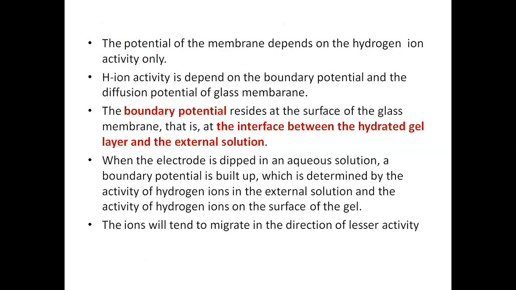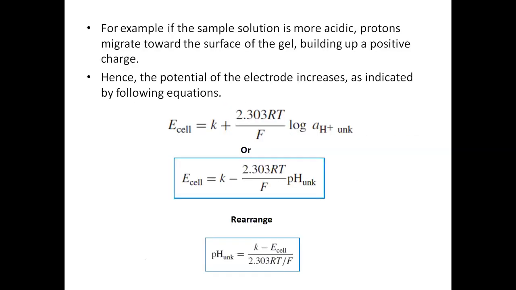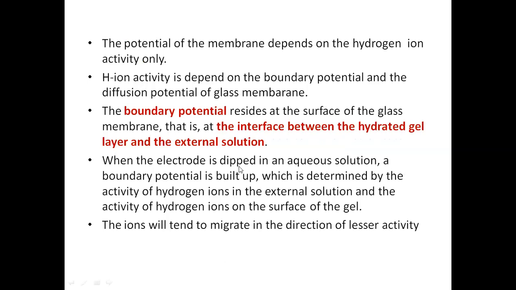So this is all about the boundary potential. Again, we have to revise it. What is boundary potential? Where does it take place? Boundary potential takes place at the interface between the hydrated gel layer and the external solution. When the electrode is dipped into the aqueous solution, a boundary potential builds up, determined by the activity of hydrogen ion of the external solution and the activity of hydrogen ion on the surface of the gel.